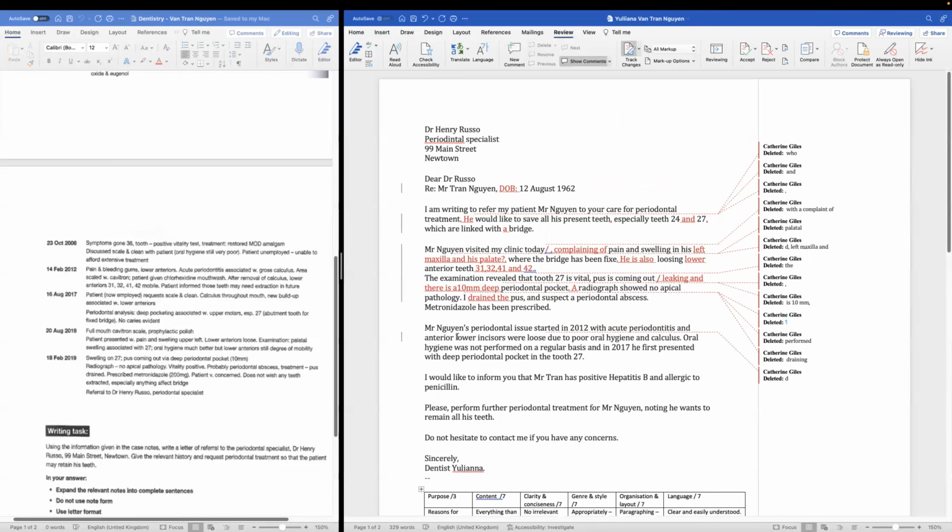Acute periodontitis and anterior laryngitis. Say his. Remember to use possessive pronouns, personal possessive pronouns, because they make your letter sound more personal. His anterior laryngitis were loose, comma, due to poor oral hygiene and calculus. Oh no. Oral hygiene was not performed on a regular basis.